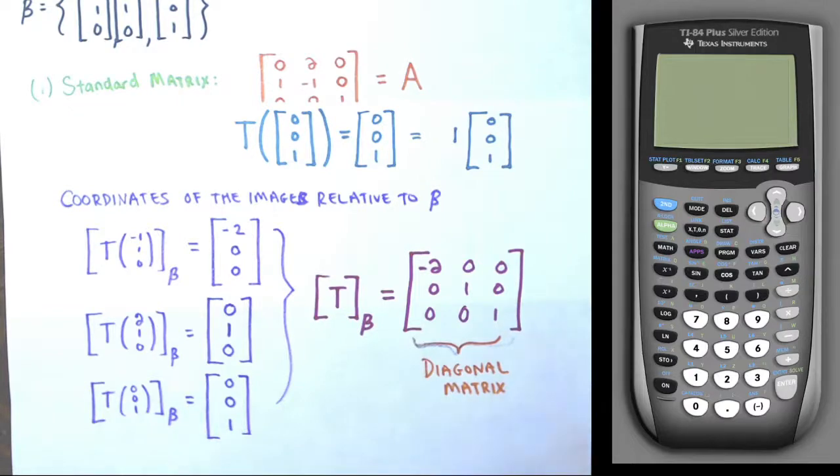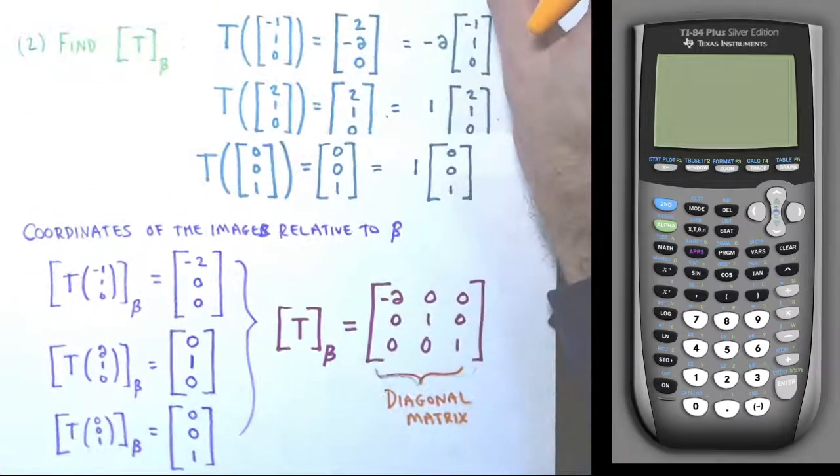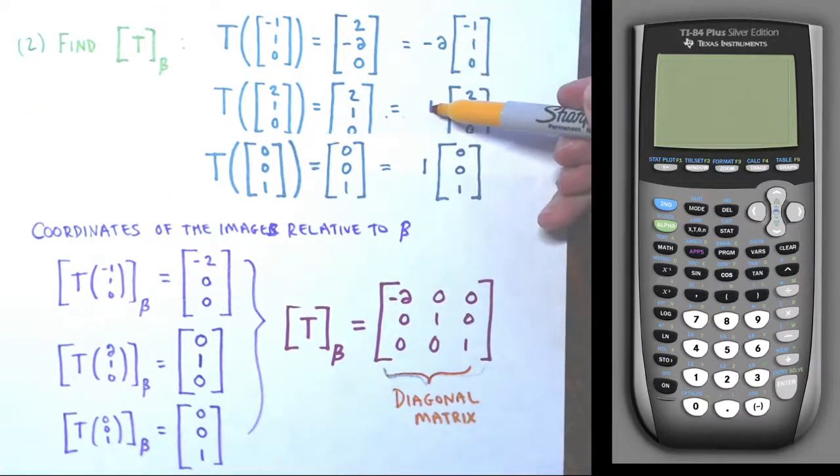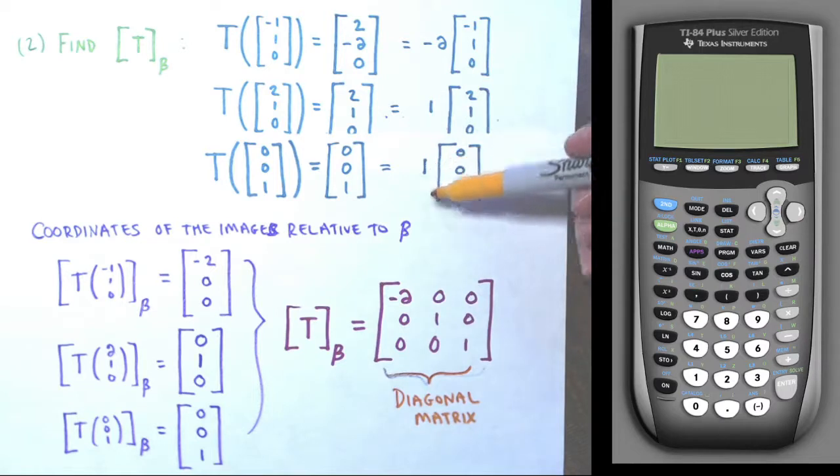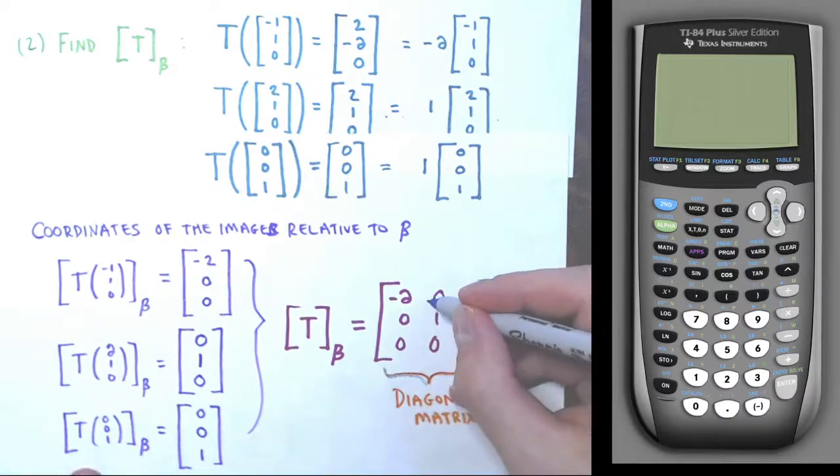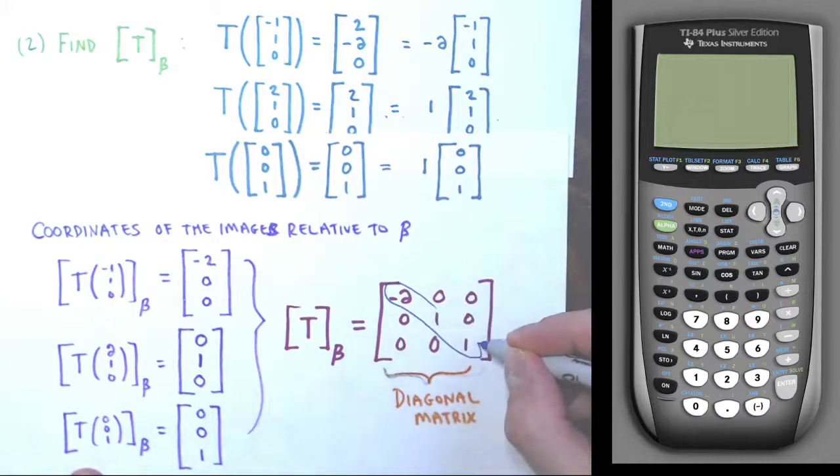And do you see how down the main diagonal, those values that occurred are just these eigenvalues, negative 2, 1, and 1, that showed up earlier? So that's something to point out. The diagonal entries for this particular example are the eigenvalues of T, of the transformation.